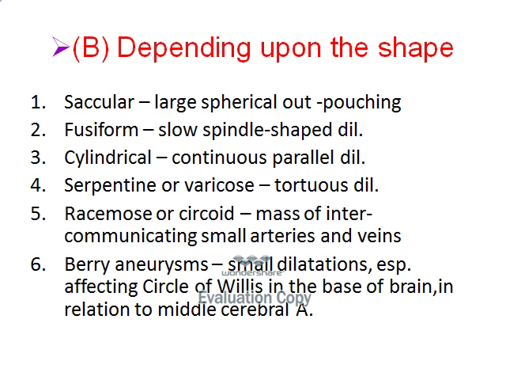Second classification is depending upon the shape. So according to shape, it can be saccular, fusiform, cylindrical, serpentine, racemose or berry aneurysms, and according to the shape they are called so. If it is spherical, it is a saccular, spindle shape, it's a fusiform, tortuous, it is serpentine. Berry aneurysms are small dilatations which are especially seen around the circle of Willis in the base of the brain in relation to the middle cerebral artery.